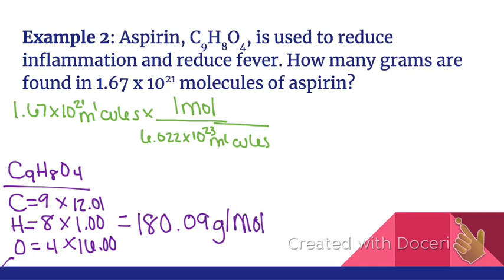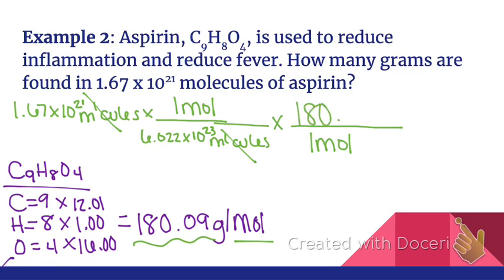So going back to my original calculation, I got molecules to cancel. I am now at the mole. As we make our way towards mass, I need my moles to cancel. So I'm going to take this part of the conversion factor and put that in the bottom. The top piece will be the mass, the 180.09 grams. Much like the last problem, you have two options on how to solve.